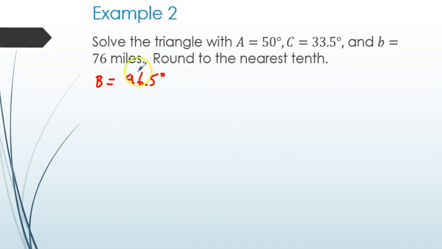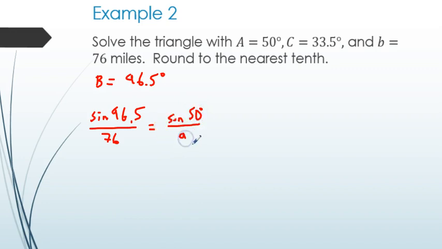Now that I have one angle side pair, because we know that side B is 76 miles, I can start working with sine of 96.5 and side B, which is 76, and then pick whichever one you want to set equal to first. It's not really going to matter in the long run here. So you can solve for side A or for side C, whichever one you prefer. So I'm going to do sine of 50, and then that will be side A.